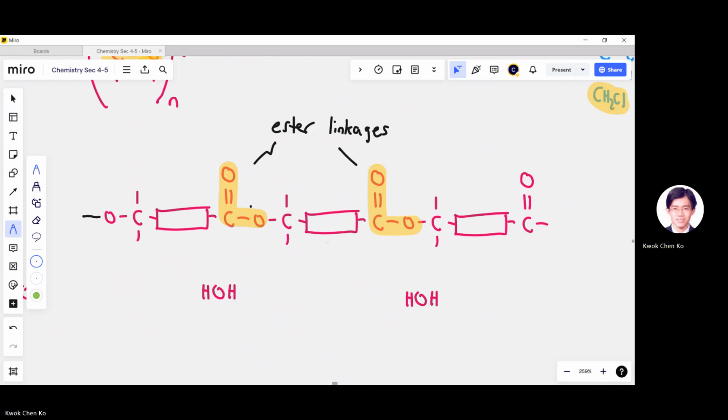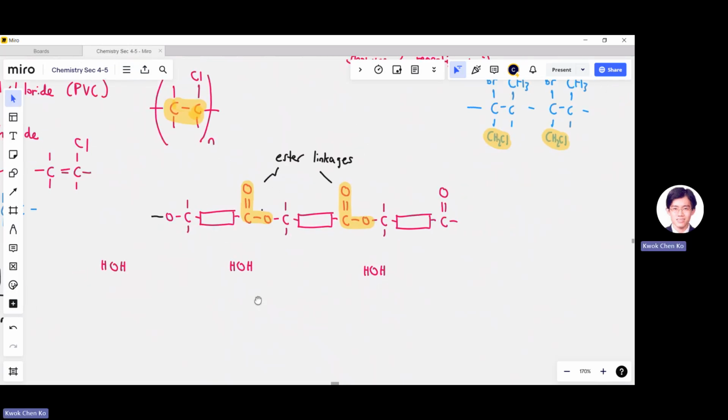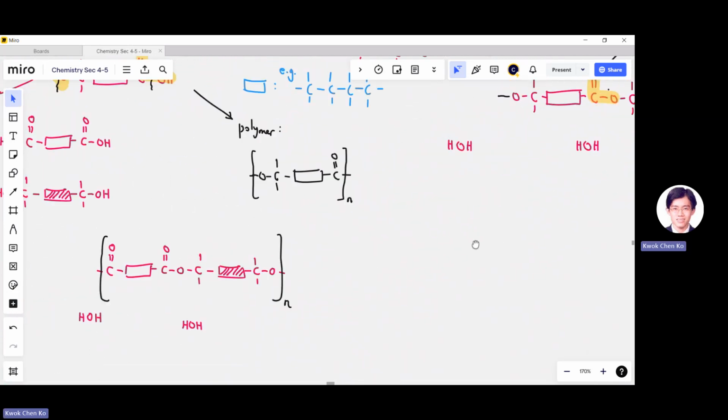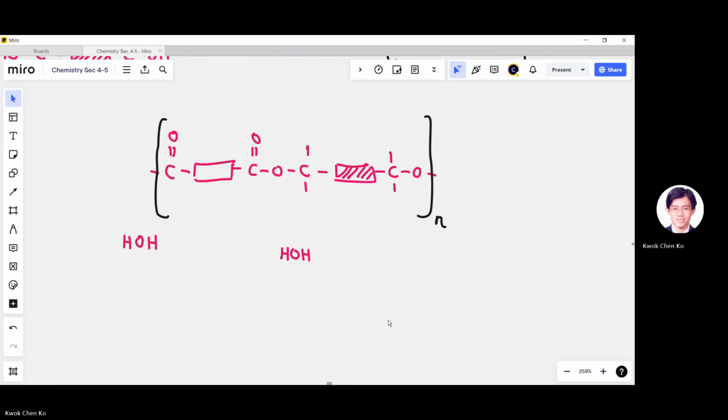And look out for that. Actually, you can find it here too. Here, you see? How many are there? No, actually, there's only one full one. You need to have the double bond O and the O. So once you see this, you can safely conclude this is a polyester.